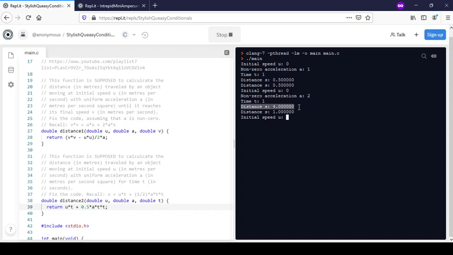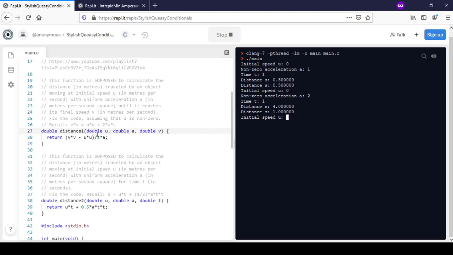So again, we'll do exactly the same steps. We'll plug in these values. So u is 0, a is 2, and t is 1. But the distance 1 function expects u, a, and v. So firstly, we have to figure out what v is. That's the final speed, and you know the formula. V is equal to u plus at. So if a is, in this case, 2, and t is 1, u is 0, right? So v is equal to 0 plus 2 times 1. So that would be v is equal to 2 meters per second square.